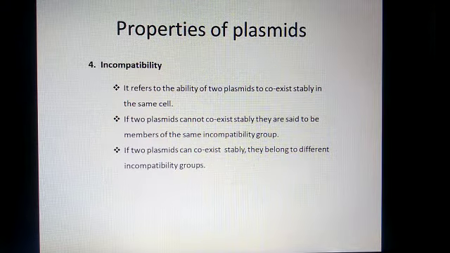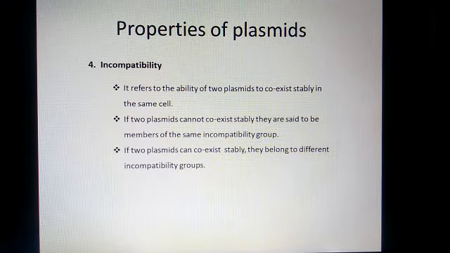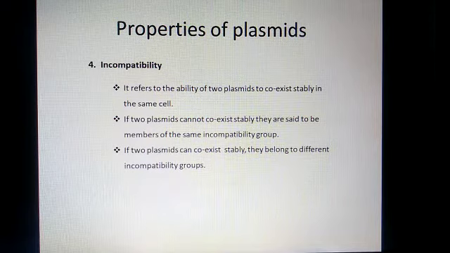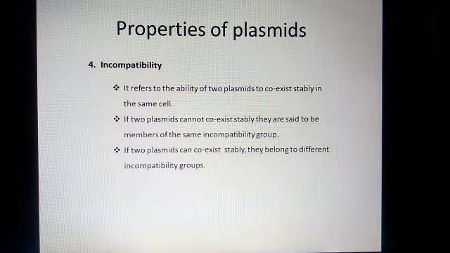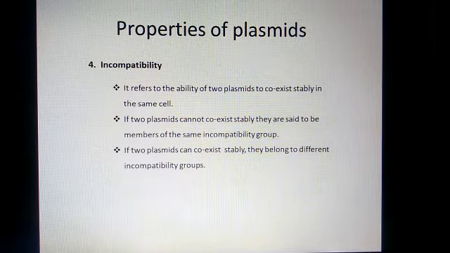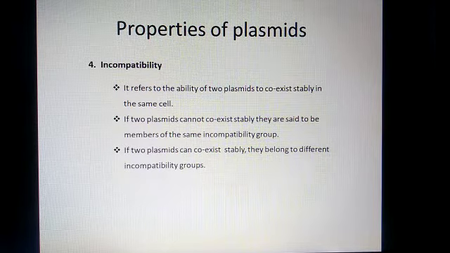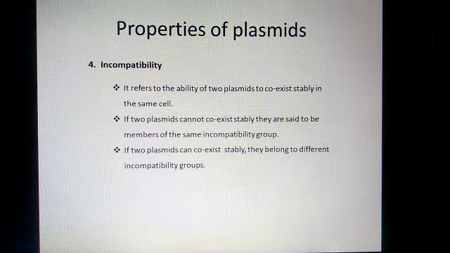However, sometimes two different types of plasmids cannot coexist stably in the same cell. In this case, one or the other plasmid is lost as the cells multiply. This loss is more frequent than would occur if the plasmids were not occupying the cell along with the other plasmids. If two plasmids cannot coexist stably, they are said to be members of the same incompatibility group. If two plasmids can coexist stably, they belong to different incompatibility groups.